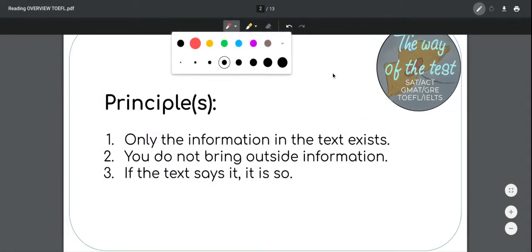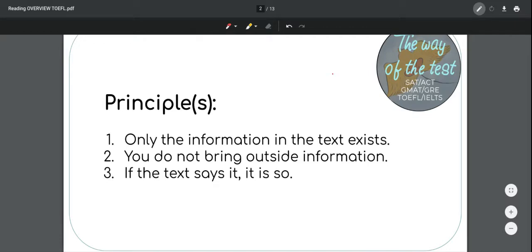The first one is that only the information in the text exists. Okay, this is very important because all the texts are college level, or they are taken from college level textbooks. So they will be on biology, on business, on anthropology, literature, etc. So let's say there's a biology text about a specific topic that you did your thesis on, right? So you will be tempted to bring outside information to the text, which means you do have more information. You have extra information. Maybe you have information that contradicts the information in the text. You have to not bring the outside information.